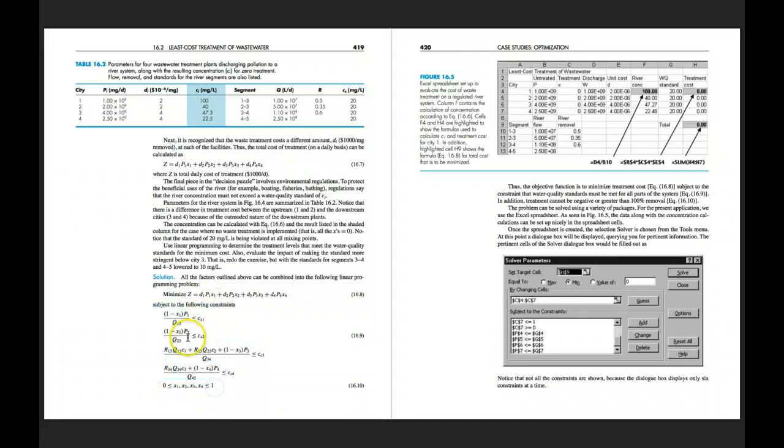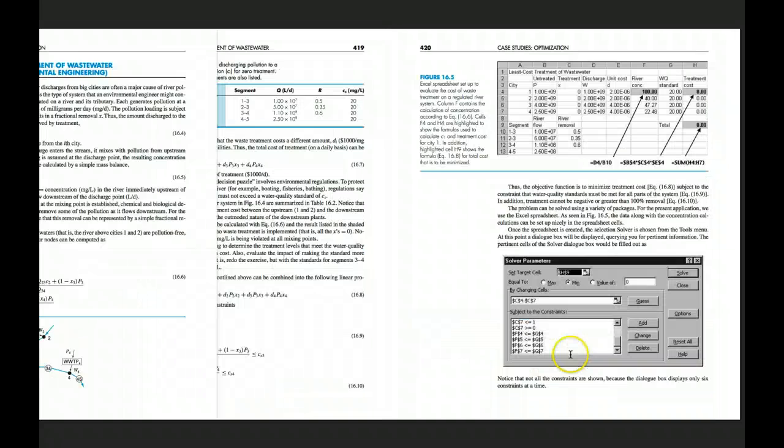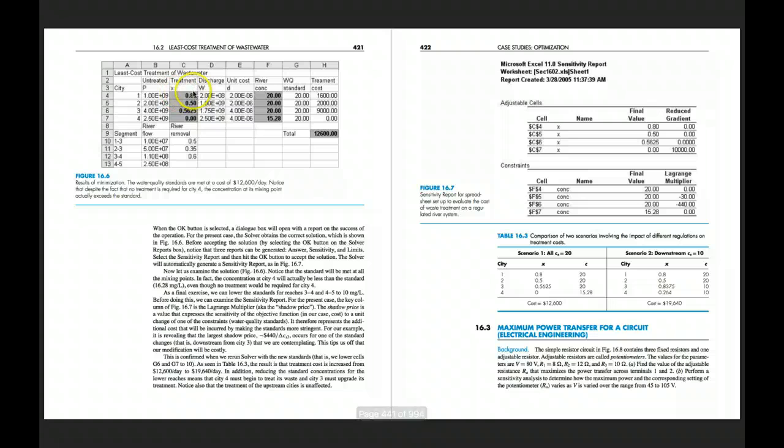So understand how we come up with these constraints that we are dealing with based upon how the water flows through different links of the system. And then in the book, they have described a method that uses Excel to find the optimal value and to find the minimum cost. And if you go to the next page, they find out what the x1, x2, x3, x4 values are, and the minimum cost is $12,600.